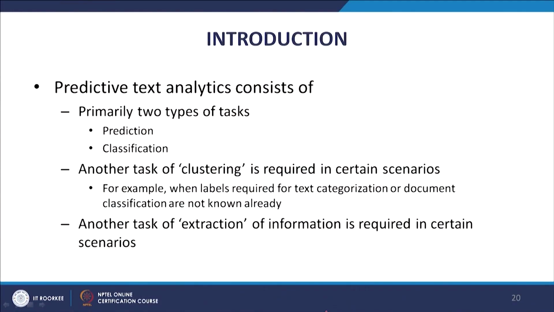Then let us come to the kind of tasks that we would be dealing with in this course. Predictive text analytics consists of primarily two types of tasks, prediction and classification. In prediction we would be predicting the value of something, and in classification we would be predicting the class of something. These are the two types of tasks that we will be dealing with, but another task of clustering might be required in certain scenarios. One example is given here also.